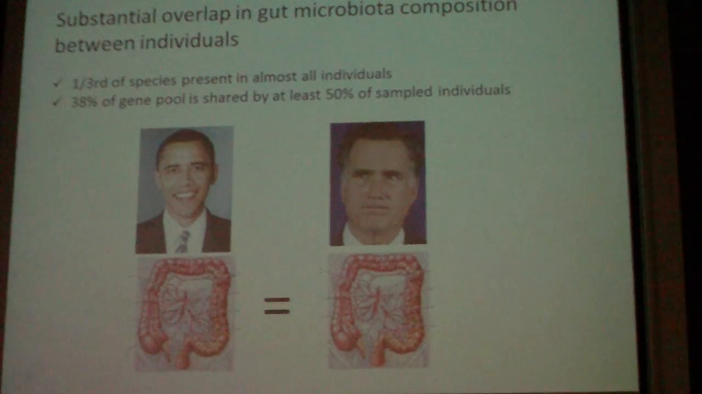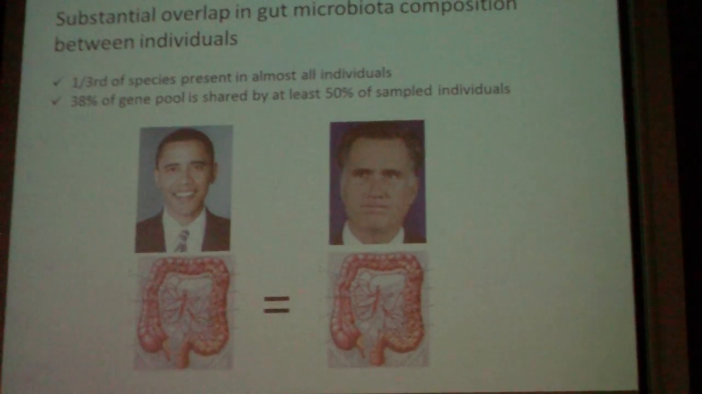But there are also overlaps in gut microbiota composition between individuals, meaning that 1/3 of the species are present in almost all individuals. So it's like Obama and Romney, they are competing, but they also have substantial similarities, so they share 1/3 of their gut microbiota. That means 38% of the gene pool is shared by at least 50% of the individuals.